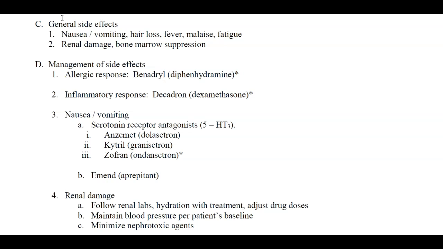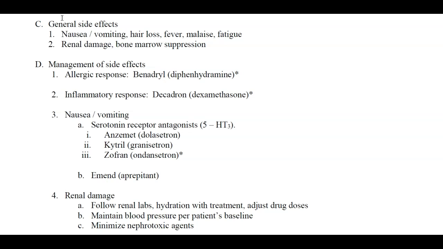So what labs do we need, right? If we know that it can cause renal damage, then we may want to check for our BUN and creatinine. If we know that these drugs can cause bone marrow suppression, then we may want to check our CBC, or complete blood count, to see how our WBCs, platelets, as well as red blood cells are, because again, we know that it can affect those organs.